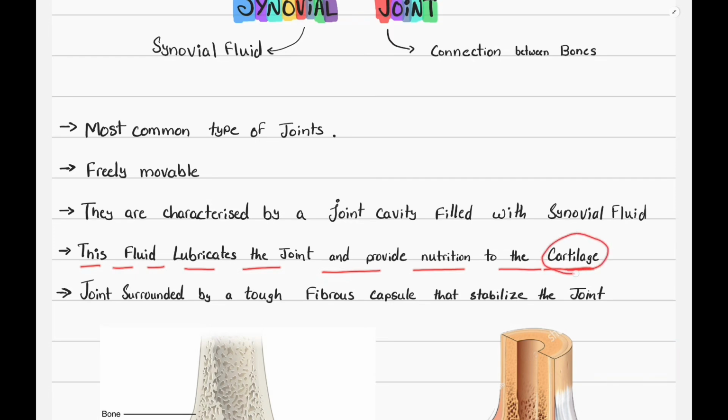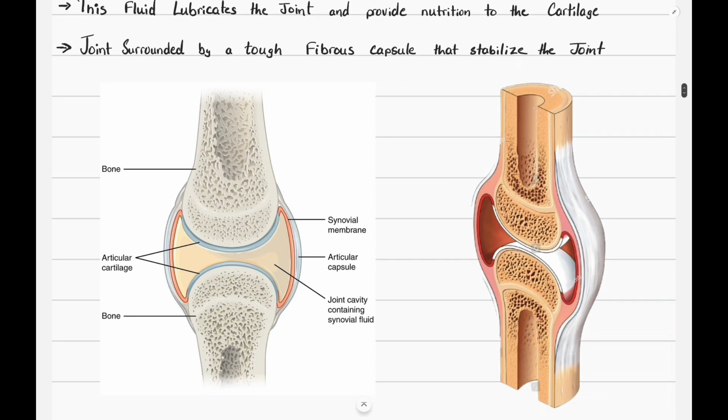This cartilage right here is the articular cartilage, and I'll explain in detail in a minute. The joint is surrounded by a tough fibrous capsule that stabilizes the joint. I'll also make you visualize this fibrous capsule. So with the help of this diagram, we will understand the whole anatomy of the synovial joint. So this is bone number 1. This is bone number 2.